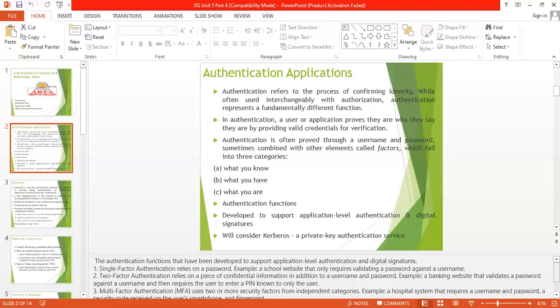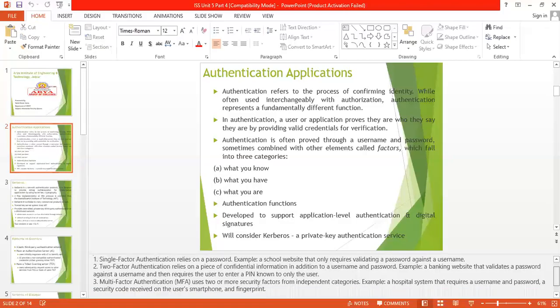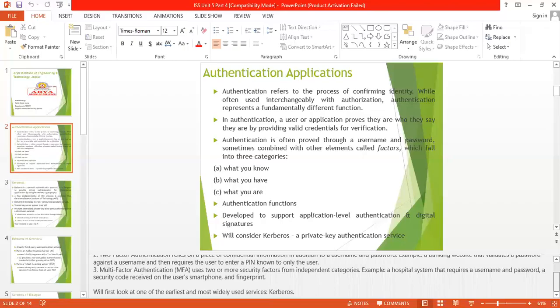And the third is multi-factor authentication. Multi-factor authentication uses two or more security factors from independent categories. For example, a hospital system that requires a username, password, a security code received on the user's smartphone, and the fingerprint. So basically, these are the simple authentication functions.